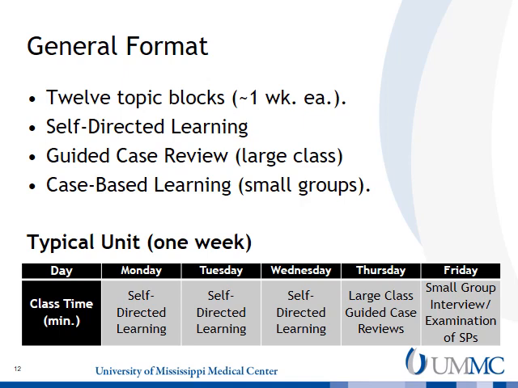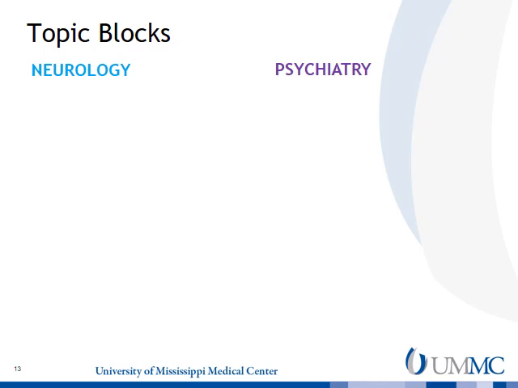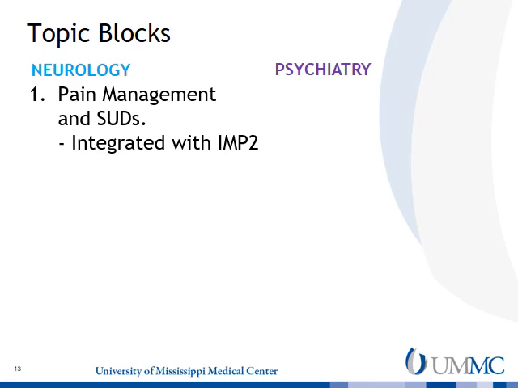The general format of Medical Neuroscience and Behavior 2 is 12 general topic blocks of about 1 week each that begin with self-directed learning and proceed to guided case reviews and finally small group work with standardized patients. The course begins with 6 topic blocks in neurology that open with pain management and substance use to coordinate with material presented in the Introduction to the Medical Profession course.